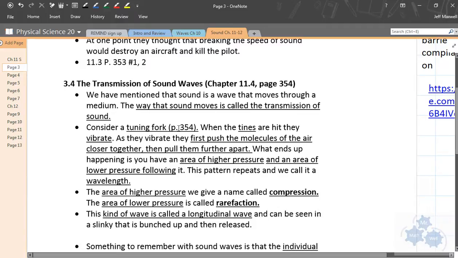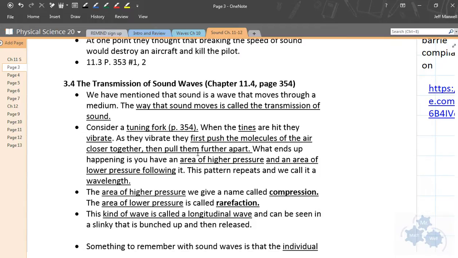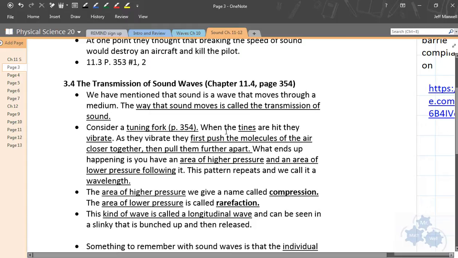Consider a tuning fork. Now we've talked about tuning forks, seen the demonstrations. When the tines are hit, they vibrate, right? As they vibrate, they push the molecules of air closer together and then pull them farther apart. So it's kind of like this, you remember the slinky, the longitudinal wave, right? So that's what happens when sound waves are created. It's sort of a back and forth kind of push and pull in the air.